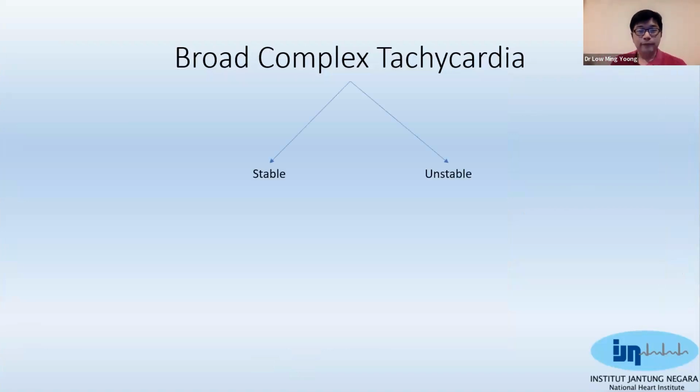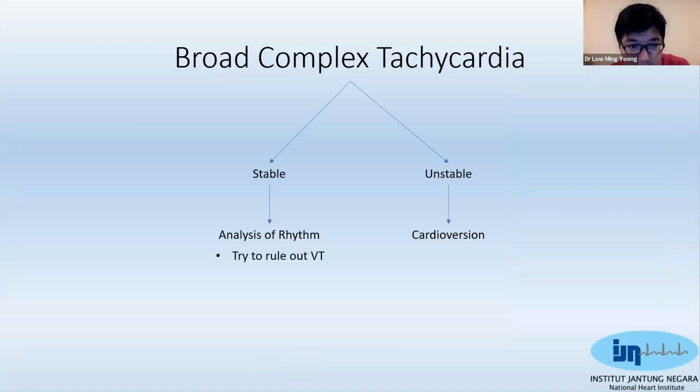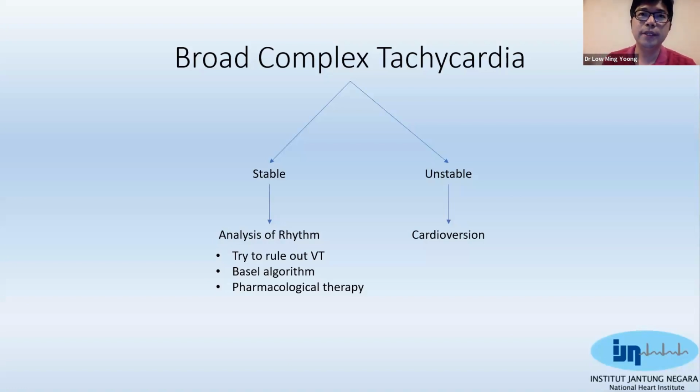So for wide complex tachycardia, stable or unstable. Unstable, always, no questions asked, cardioversion. If your patient is stable, then you can analyze. You can use whatever I taught you if you have a lot of time. You can use the algorithm. You can use pharmacological therapy like adenosine, like verapamil, to actually try and break something. So in EP, the most important is to break the circuit. Once you break the circuit, even if it's 4 beats, 5 beats, it's enough for us to somehow figure out what is going on with the patient. But if all else fails, the patient is in tachycardia for too long, then of course it's cardioversion as well.